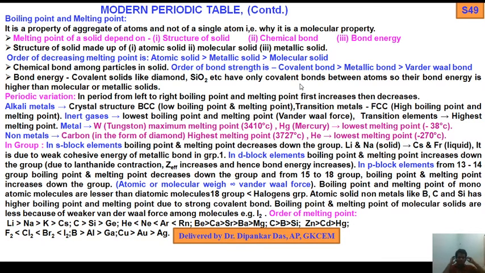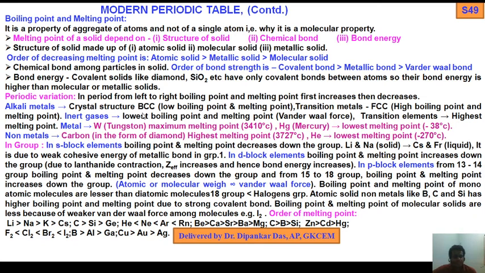So atomic solid will have a higher melting point than metallic solid, then molecular solid. Chemical bond among particles in solid, order of bond strength is covalent bond greater than metallic bond greater than Van der Waals bond. So bond energy: covalent solids like diamond, SiO2, etc. have only covalent bonds between atoms, so their bond energy is higher than molecular or metallic solids.